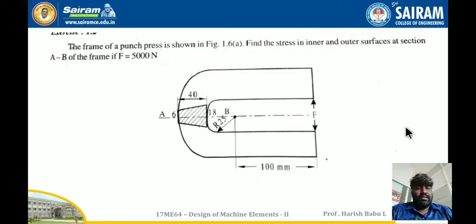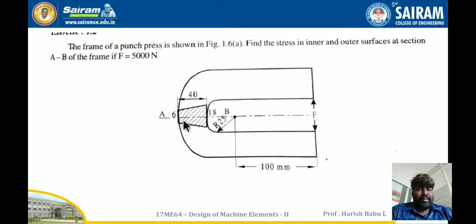Hi students, in this video I want to discuss problems on curved beams. So let us consider a problem: the frame of a punch press as shown in the figure. Find the stress in the inner and outer surfaces at the cross section AB of the frame, if F is equal to 5000 newtons.